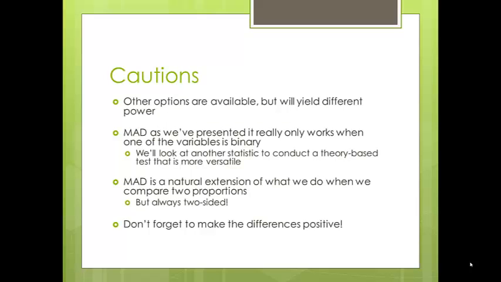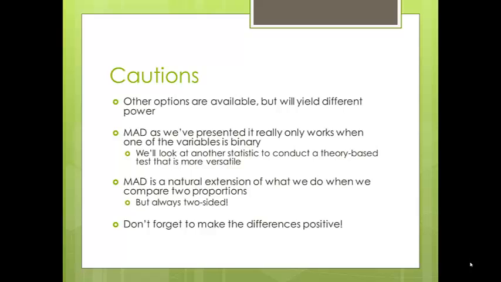Is the MAD statistic the only option out there? No, many different options are available, but they will yield different power. This particular statistic is fairly powerful. That is, the chances of a type 2 error are fairly low against lots of different scenarios. If you anticipate particular scenarios in your data set, in other words, particular ways that the alternative hypothesis is true, you may be able to come up with more powerful choices of a statistic, maybe just comparing two of the different proportions.